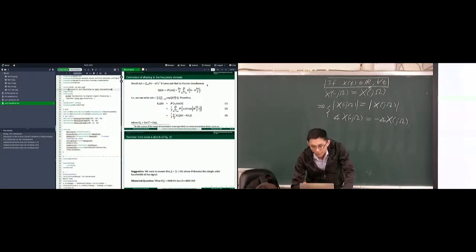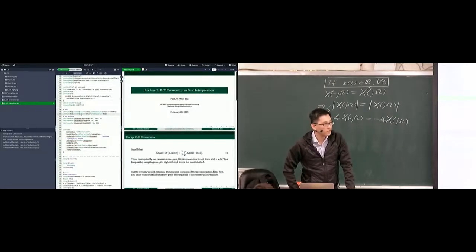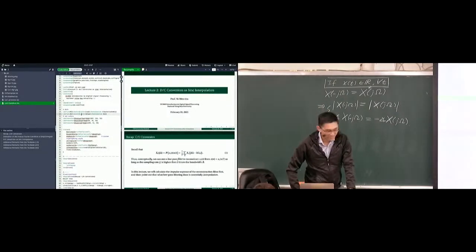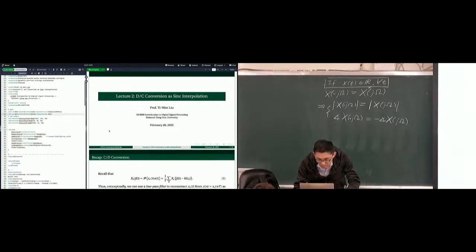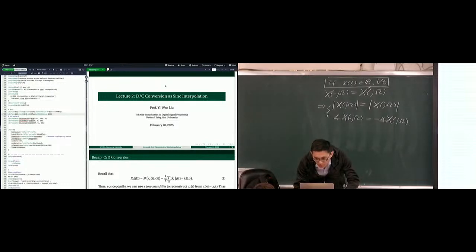Can you find it? Yeah, this. Oh, by the way, are you familiar with this Overleaf? This is just typeset math. It's pretty awesome. Awesome stuff.